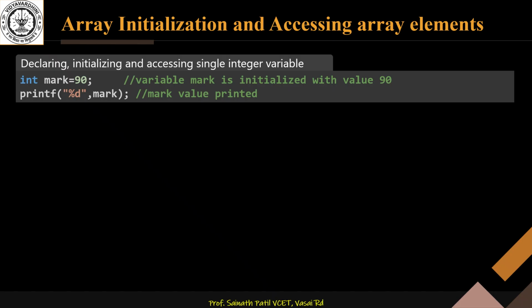assign a value 90. So mark is equal to 90. This value gets assigned to mark. And to read it, I'll use printf %d comma value of mark. So the value of mark will be 90. In this case, 90 will be printed.